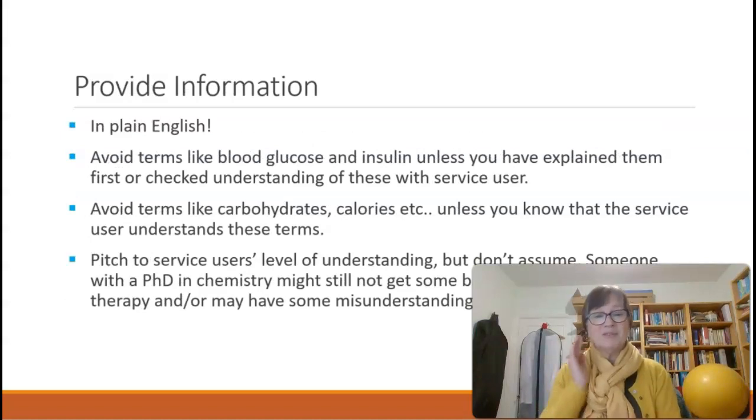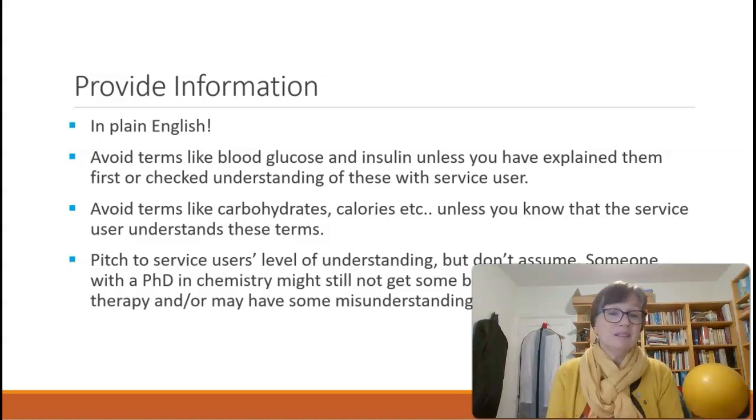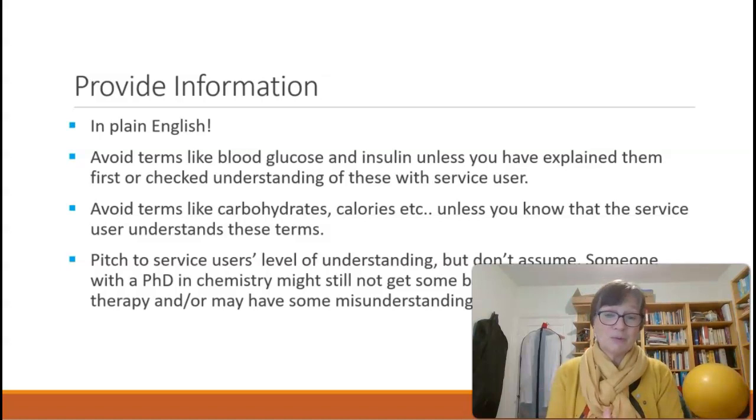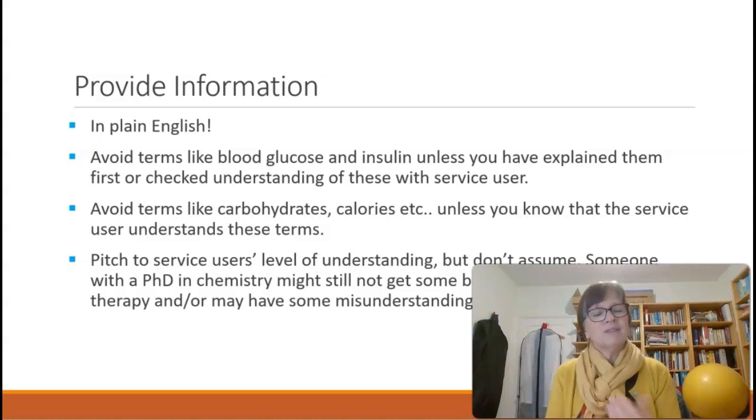So when we look at this idea of providing information, we are talking about plain English. So we need to think about what words we use. So if you're explaining type 2 diabetes, you talk about blood glucose. Okay, what's that? Insulin. You might think for us they're very commonly used words, but for a lot of the general public, they're not. And even if you say something like a hormone called insulin, does that make any sense to people? So we need to be checking that the terms we use, wherever possible, are in everyday language.